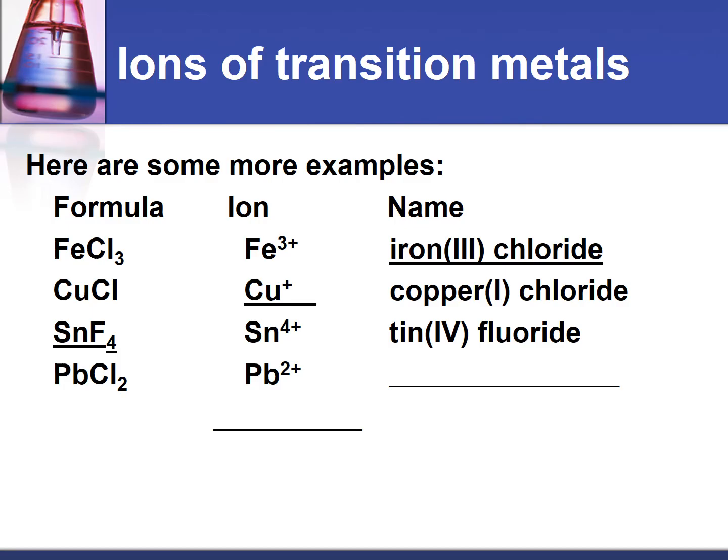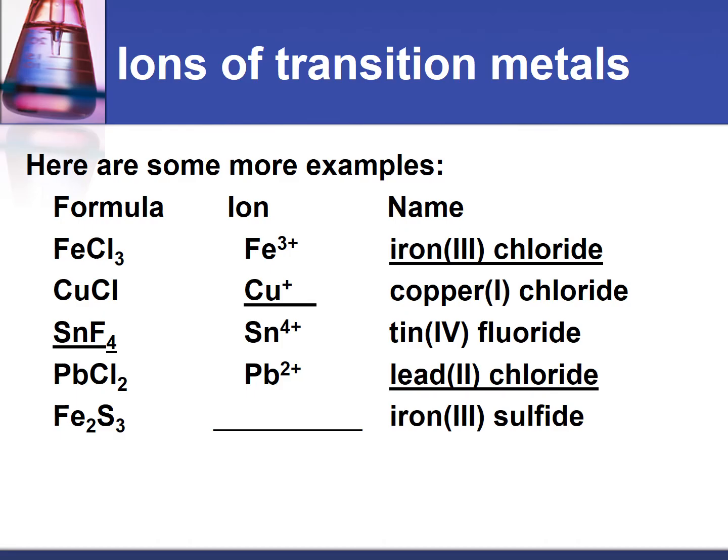PbCl2, the lead has a +2 charge, so its name would properly be lead-2 chloride. And finally, we have Fe2S3. The iron in this case must be a +3, iron 3 sulfide. You can figure out the charge when it's Fe2S3 by doing the reverse of the crisscross method. If the Fe is 2 and the S is 3, then the Fe must be +3, whereas the sulfur must be -2.